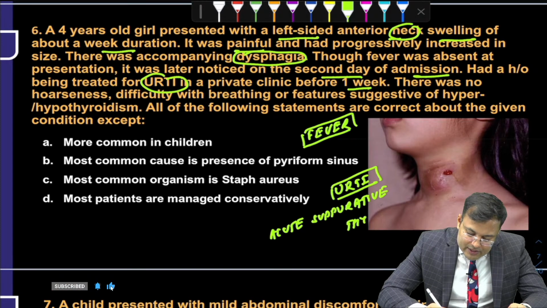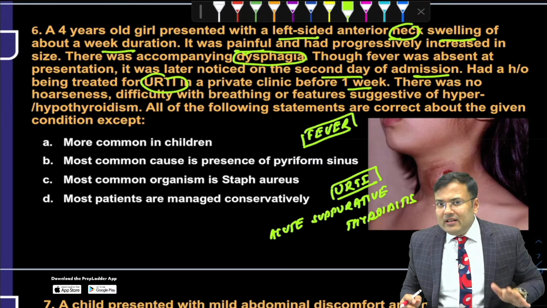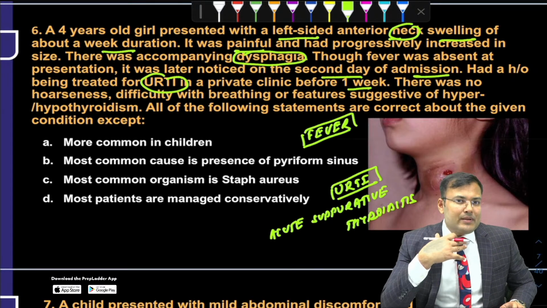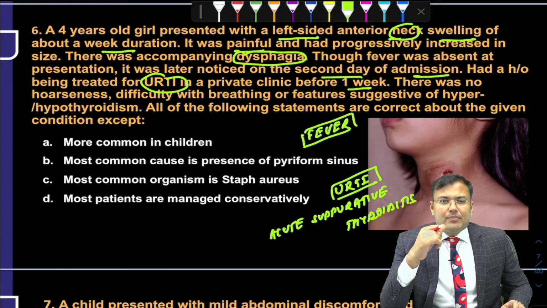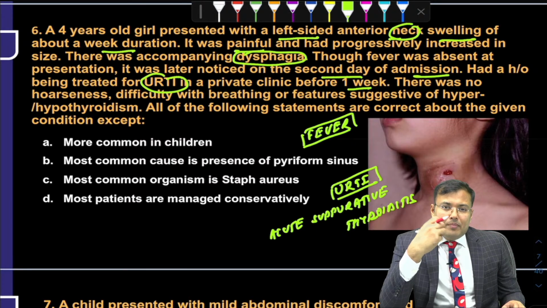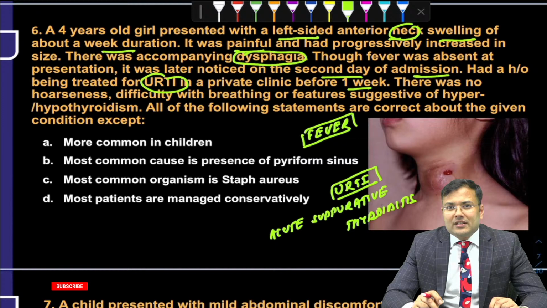Okay. What do you mean by suppurative? Suppurative means pus collection. So what is the problem here? There is pus collection in relation to the thyroid. That's why these patients are having pain, tenderness and fever. It is predisposed by upper respiratory tract infection and the most common organism is Staph aureus.